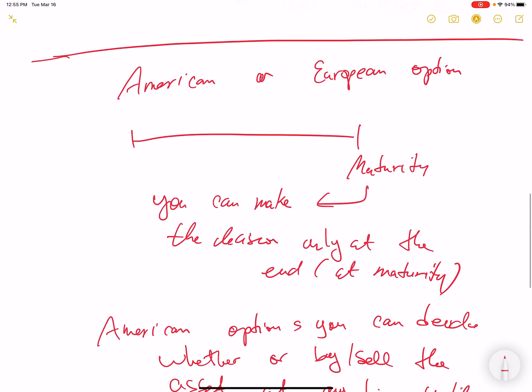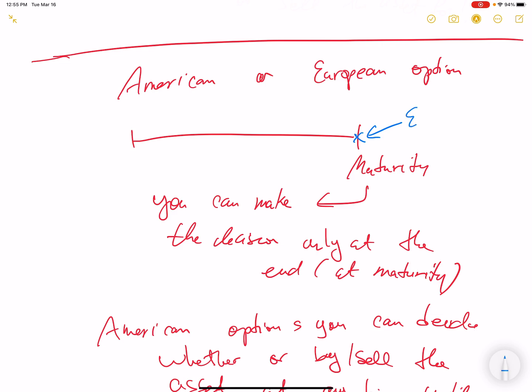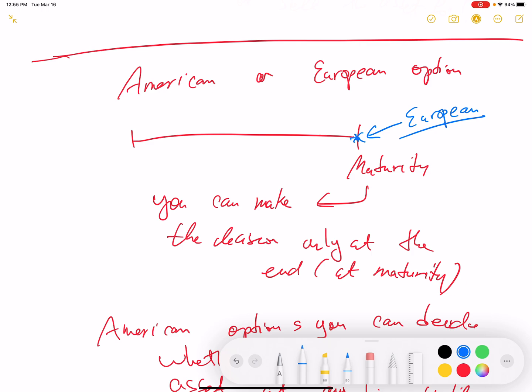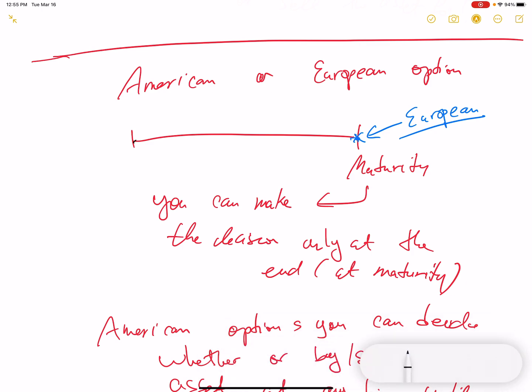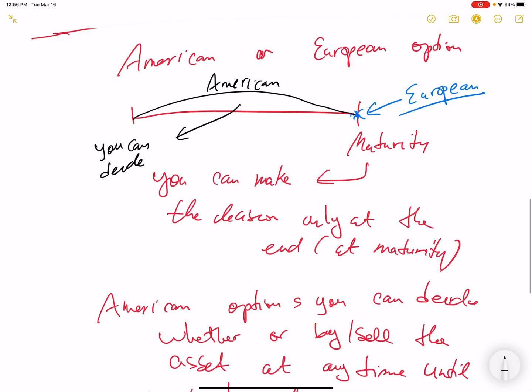Okay, so if this is your timeline, the decision moment for a European option will be here. This is European. You have to do it only at one point in time, which is at maturity. However, for American options, it's the entire time frame where you can decide. Okay, so this is American, and this is going to be European.